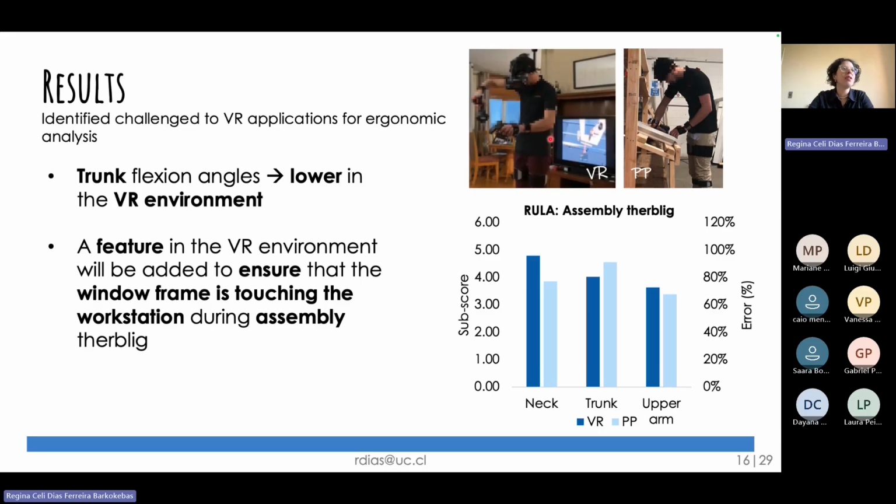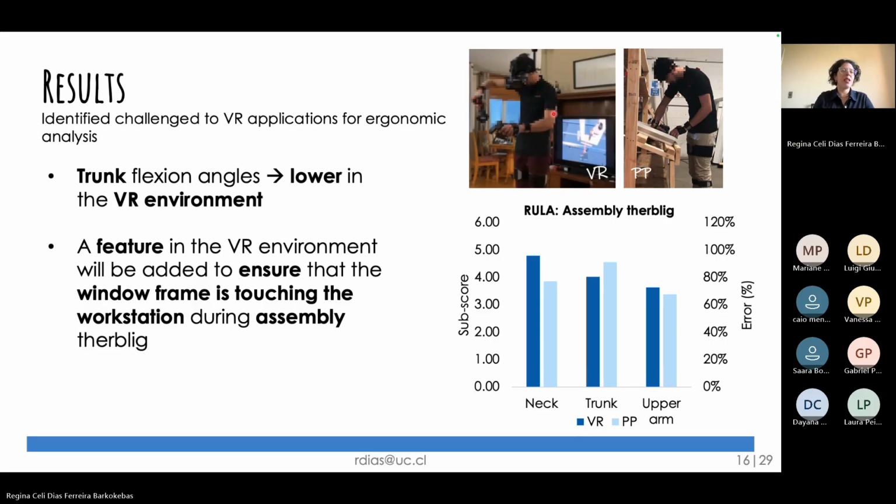And in the virtual reality, since I don't have this weight, he did that. He basically, the height of the table was not good for him, so he performed the task in the virtual environment as if he would be holding the frame and drilling with the other hand. As you can see in this image here, the frame is not touching the work surface area. And that's why he has a better posture, because he's working at a different height.